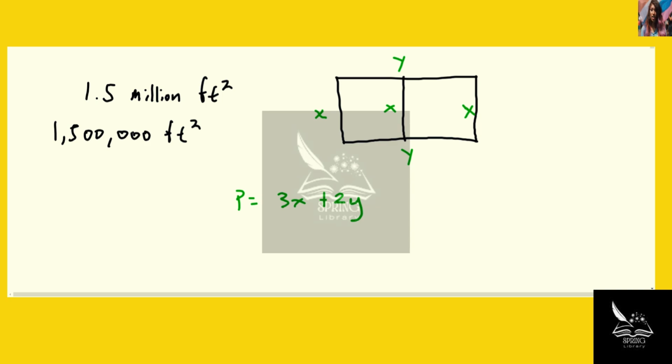But since this is in two variables, remember we're going to want to find some way to rewrite this so we just have one variable so we can take the derivative. And over here, this area we're working with should be equal to the side length of the outer rectangle times the other side length of it. So it'll just be x times y. And so I'll go ahead and solve for y. That would give us y is equal to 1.5 million over x.